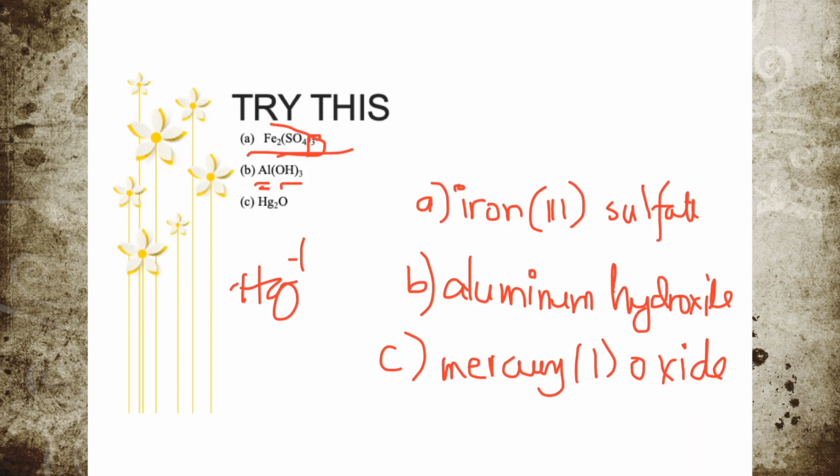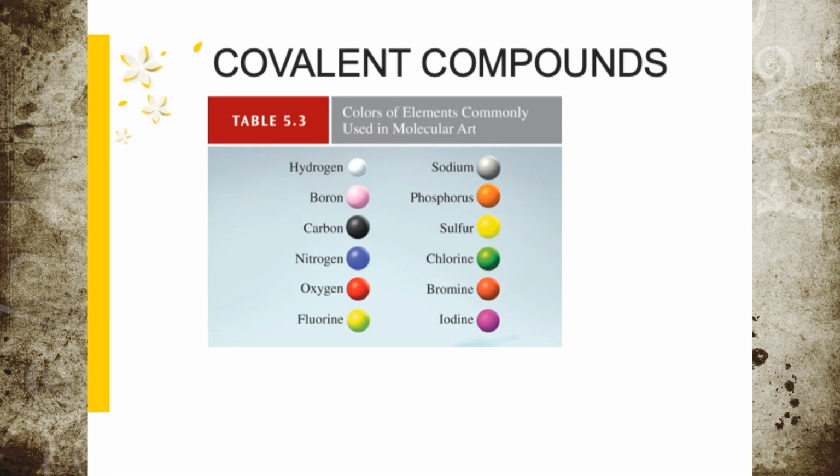Now let's proceed to the second compounds, which is your covalent bonding in molecules. Covalent bonds or covalent compounds are formed by sharing electrons. So when we name them, the first one that will appear in our naming will be the first element in the formula. And then the second element that appears in the formula will change its ending to -ide.